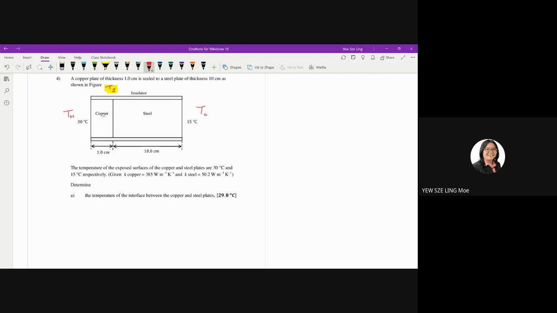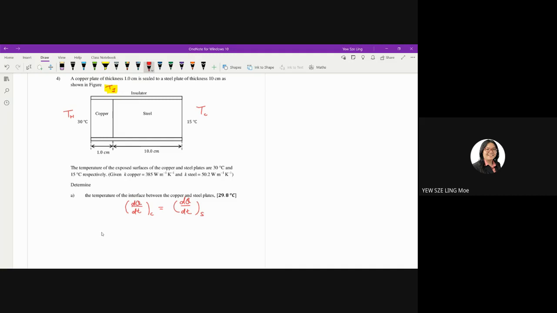Now, the only thing that we can use to join these two together is the equations at steady state. So which means now we're going to say dQ over dt for copper is equal to dQ over dt for steel. This is the equation that we're going to use because we want to calculate the joint temperature, and the joint temperature is an unknown. When it comes to an unknown, most probably you will need to use these equations at the joint end.